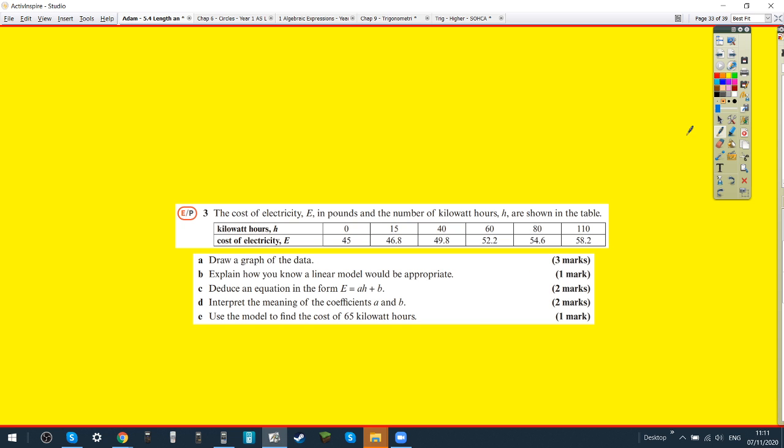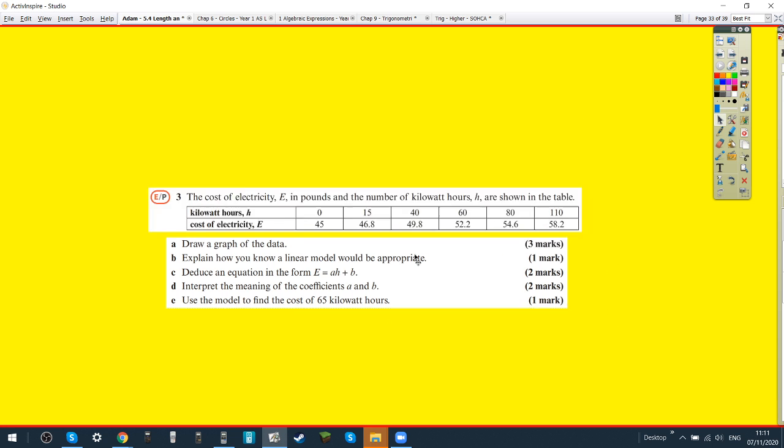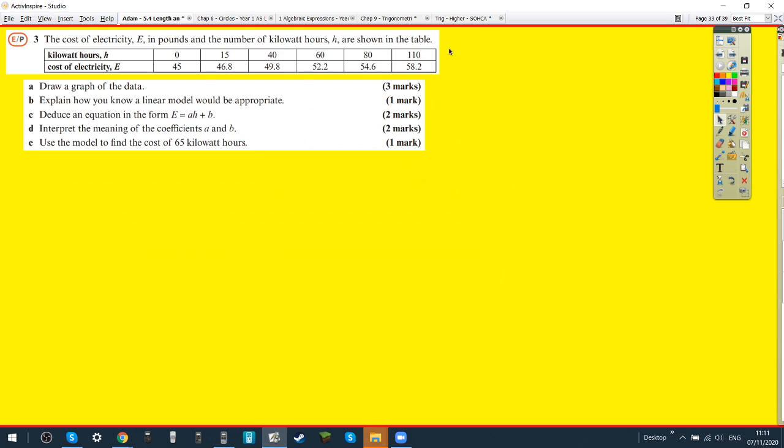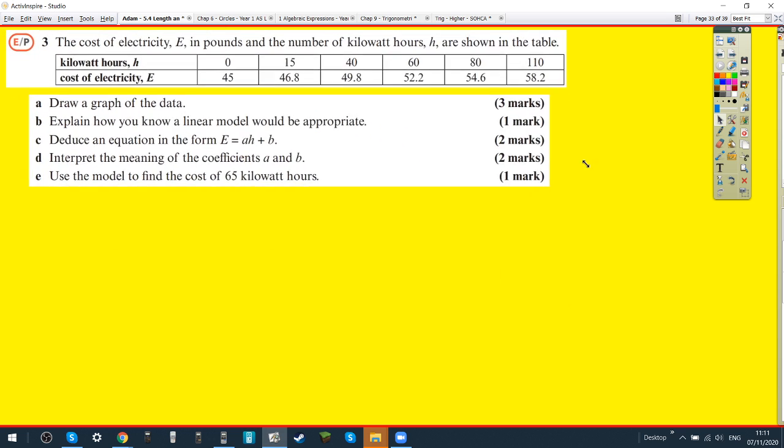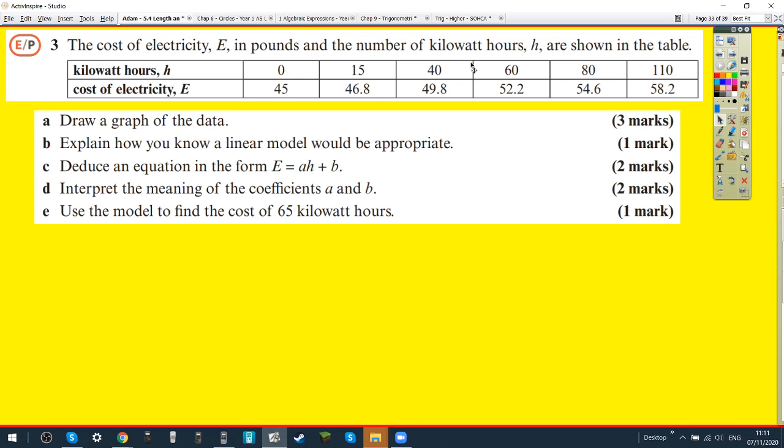Let me see this one. This is what the exam questions look like. Draw a graph of the data. How do you draw a graph of this data?